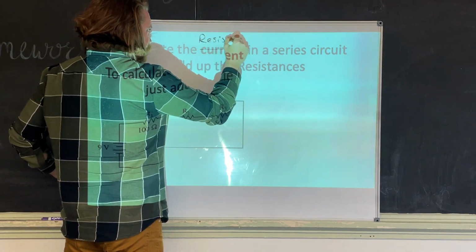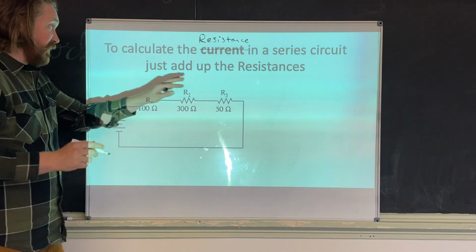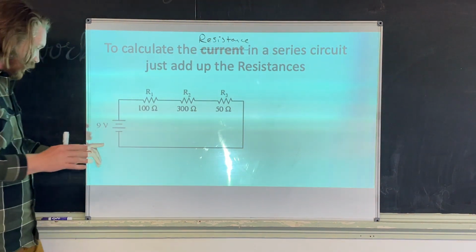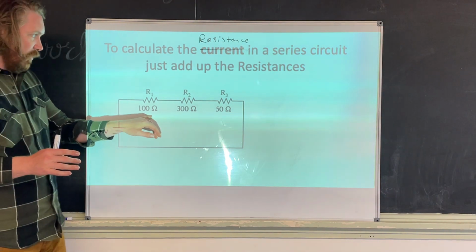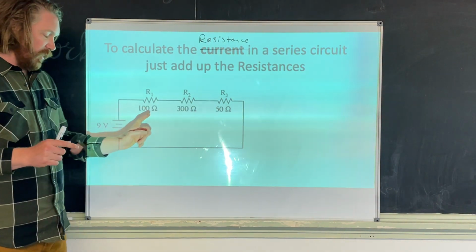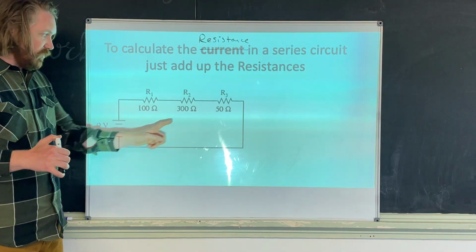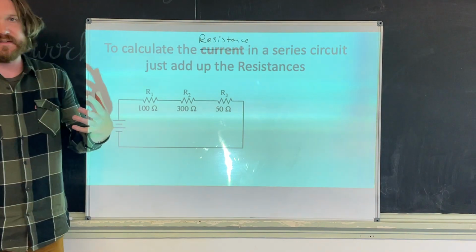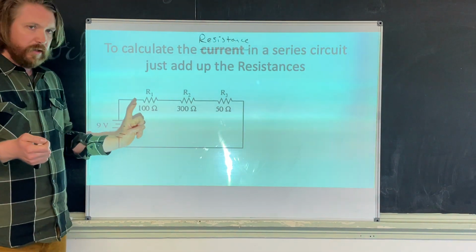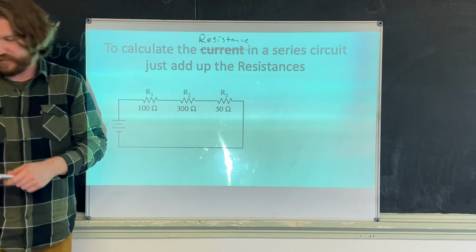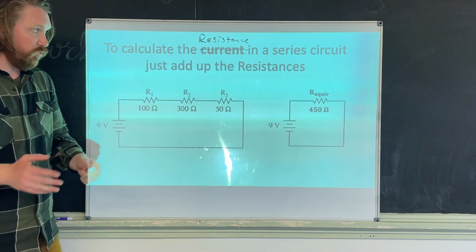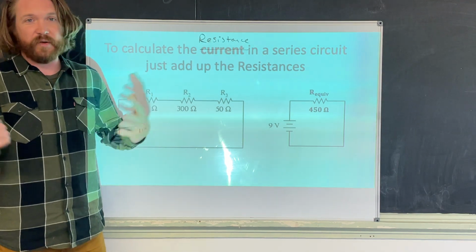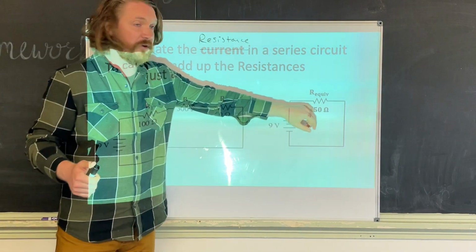To calculate the total resistance, all you have to do is just add up the resistances. So again, here we have our battery. Here are resistors 1, 2, and 3. They're the squiggly lines. Our first resistor is 100 ohms. Our second resistor is 300 ohms. Our last resistor is 50 ohms. If I wanted to find the total resistance, I'd add them up: 100 plus 300 plus 50. And that gives me a total resistance, or what is sometimes called an equivalent resistance, equivalent just means equal, of 450 ohms.